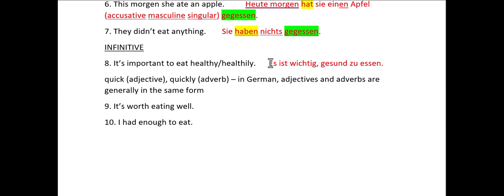So let's have a look at this. Es ist wichtig. It is important. And we've got a comma here indicating that what's coming afterwards is a zu clause. So in this second clause, there's no one in charge of the verb, is there? And same in English, to eat is just sort of the bare base form of the verb essen. And so we're going to put essen with the zu, to eat.